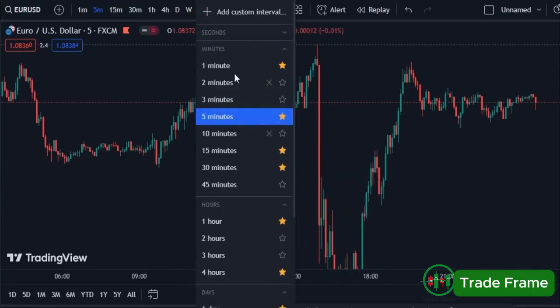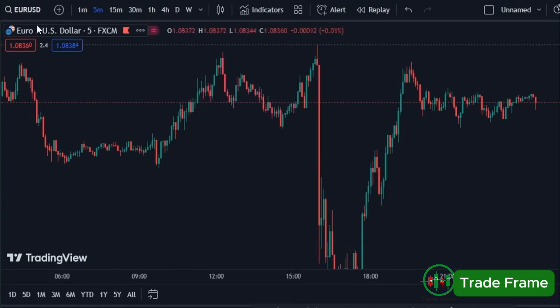And we have set the time frame to 5 minutes. I remind you that this strategy can also be implemented on other higher time frames. And we are on the euro-dollar symbol, or EUR USD, but you can use this strategy on any symbol with high liquidity.